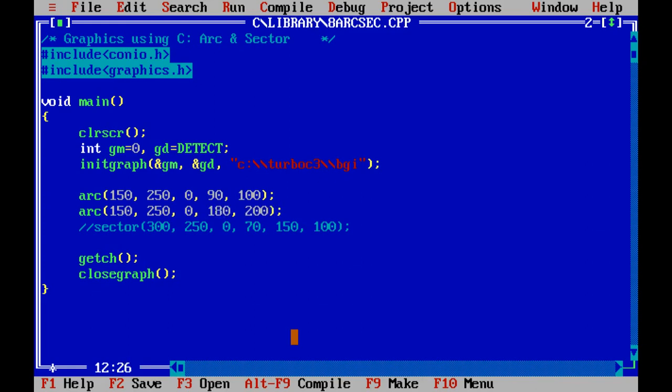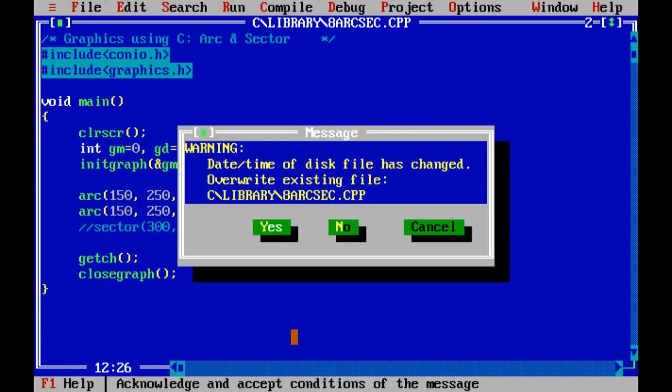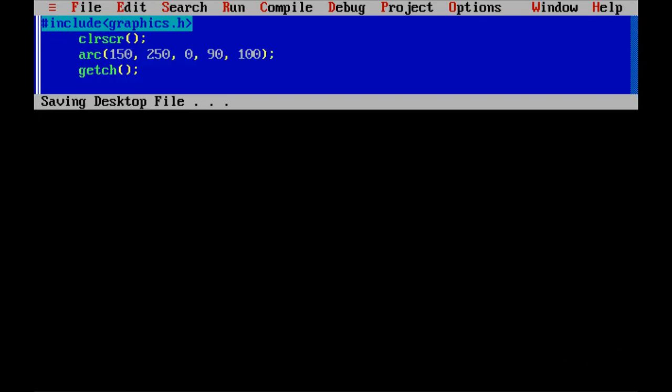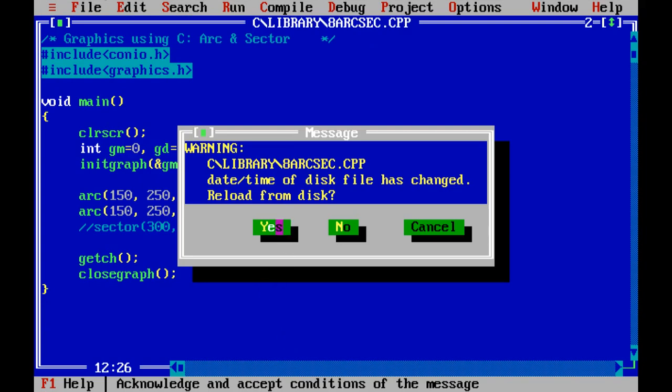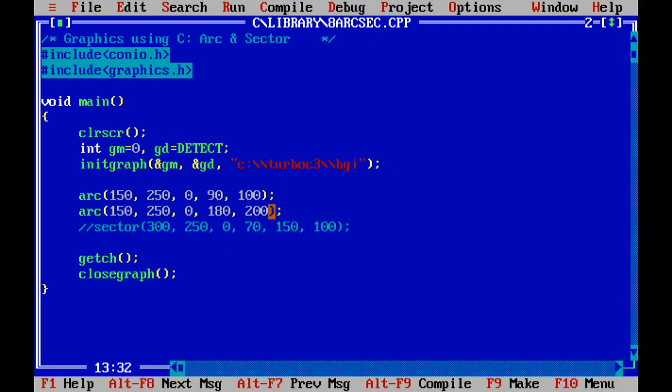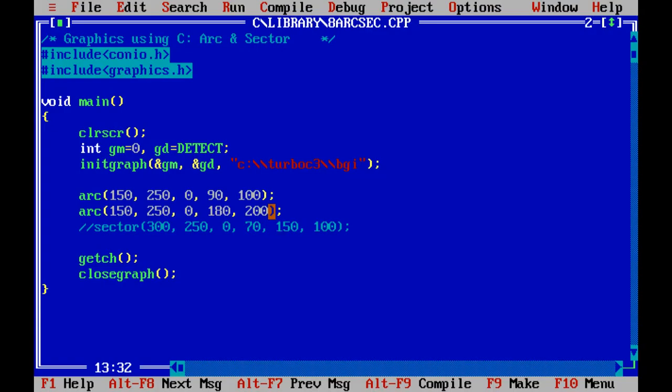Okay, and what happens? We see the output. Okay, first arc and second arc. Here we clearly distinguish the two arc functions. Now I mention the sector function.